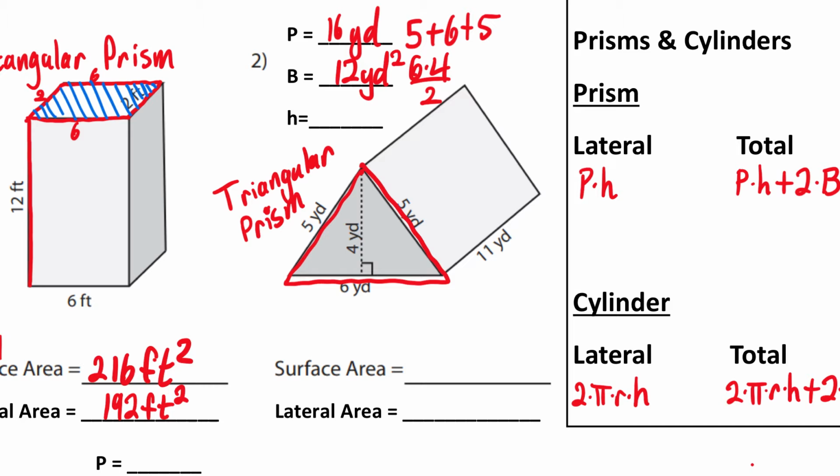Now, what is the height? Okay, remember the height means what? The distance between the bases. So how far is it between the two triangles? It's 11 yards. So this is the perfect example. This thing's laying on its side, and that seems weird to have a number that's horizontal to be the height, but it is. It's just laying on its side. So the height is 11 yards. Okay, so for total surface area, we're going to do P times H plus 2 times B.